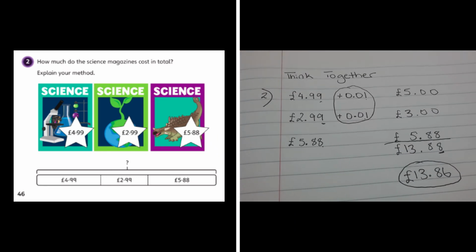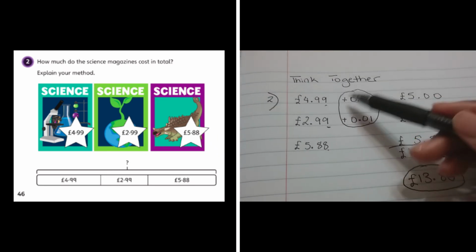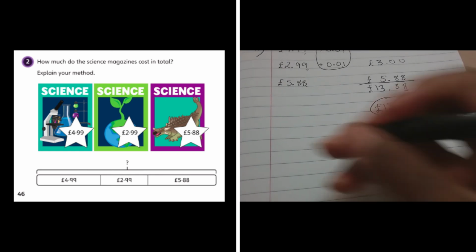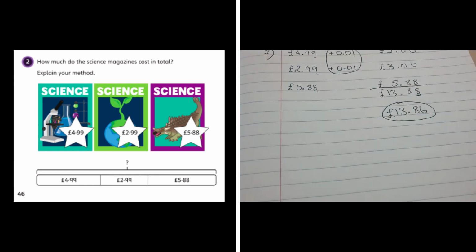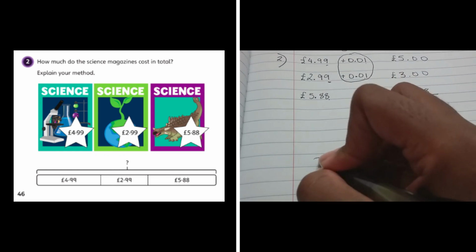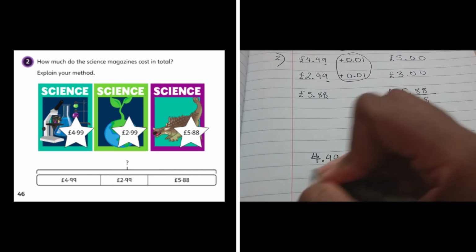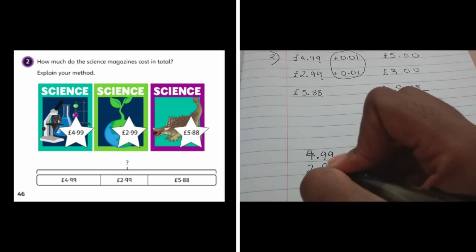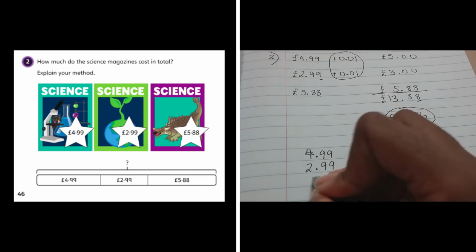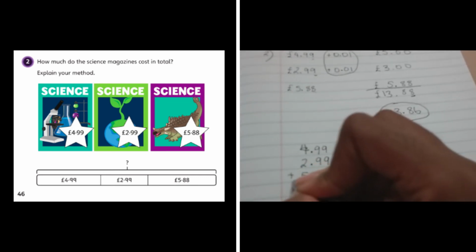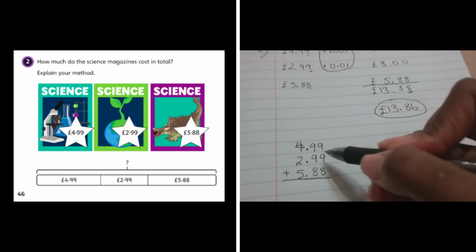If you don't like this strategy, perhaps you don't like compensating, which is what this is, you could just stack them. So you could do, make sure I'm skipping a line, $4.99 plus $2.99 plus $5.88. But what's going to happen here is you're going to do quite a bit of regrouping.